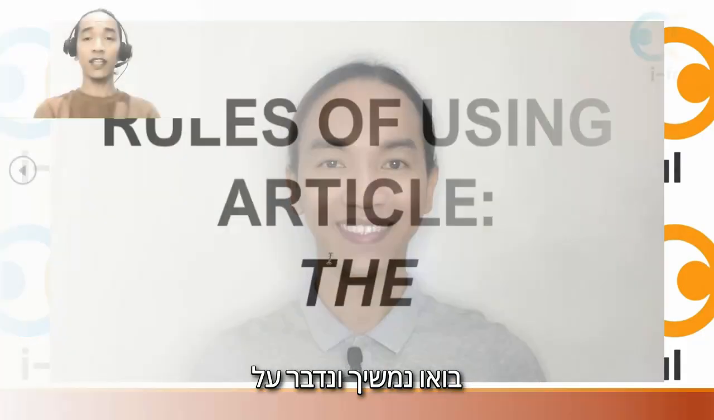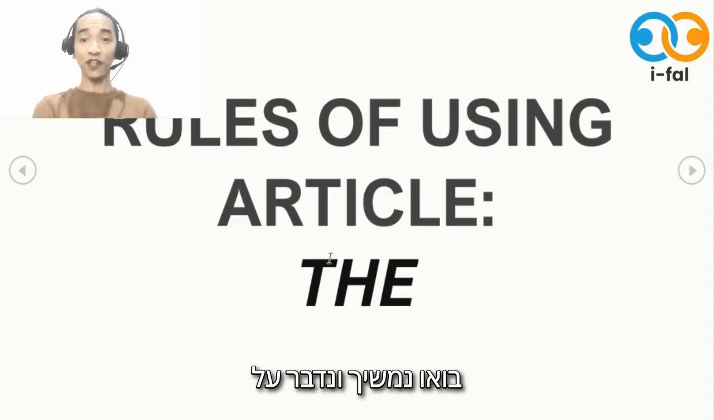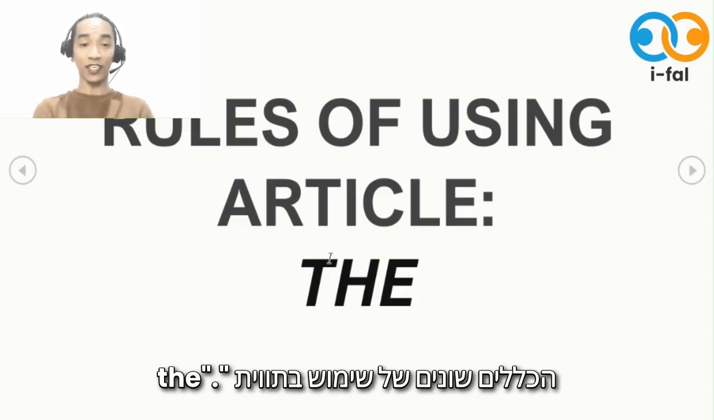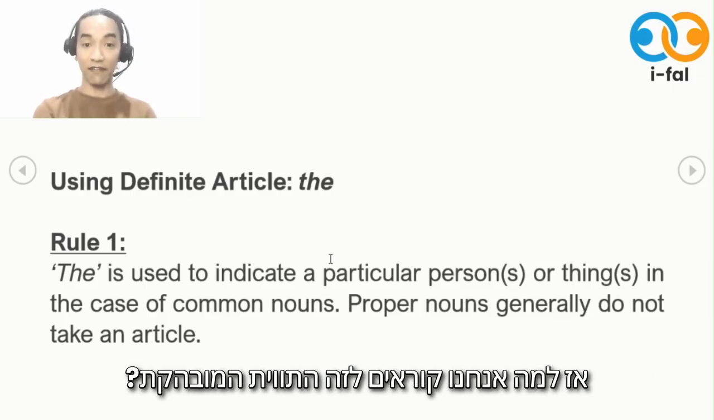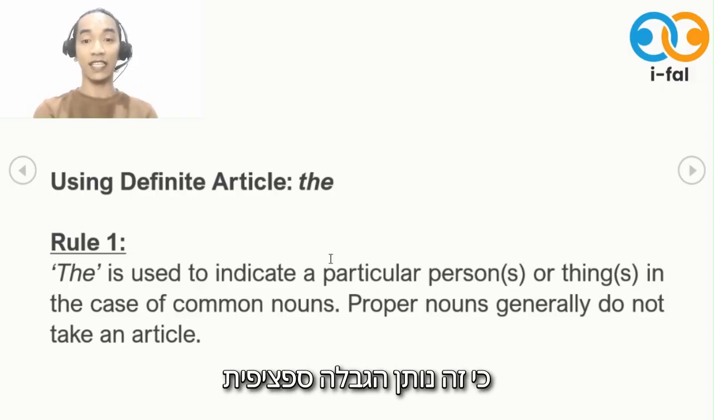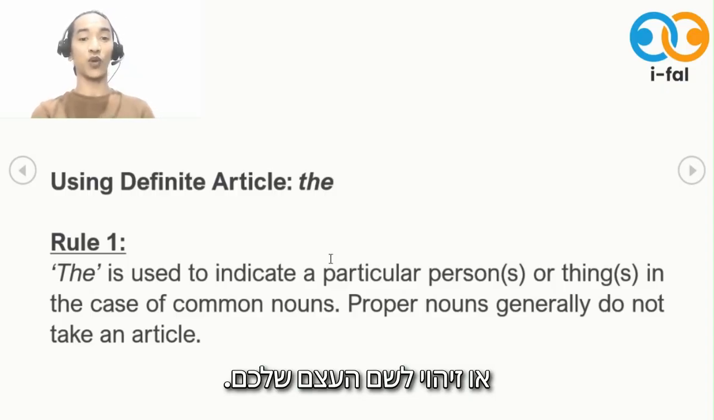Let's go ahead and talk about the different rules of using the article the. Okay? So the article the is actually known as your definite article. So why do we call it the definite article? Because it gives specific limitation or identification to your noun.